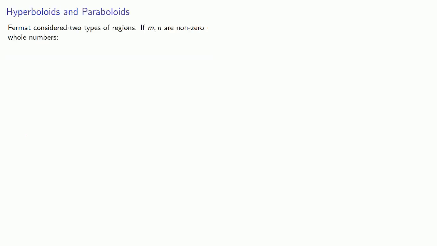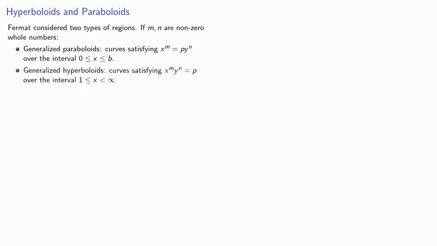So Fermat considered two types of regions. If m and n are non-zero whole numbers, we can consider generalized parabolas. These are curves satisfying x to the m equals p y to the n over the interval between 0 and b. And generalized hyperboloids, curves satisfying x to the m y to the n equals p over the open interval from 1 to infinity.